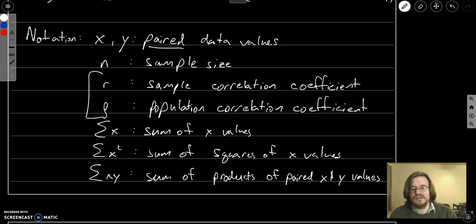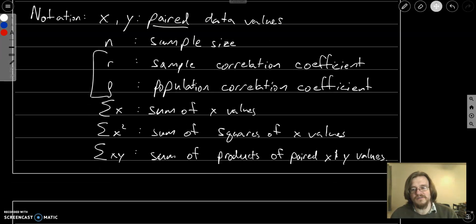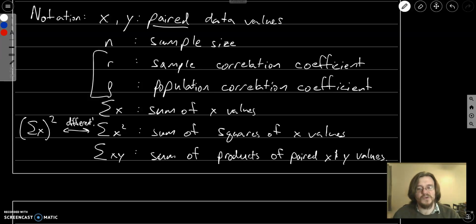The last 3 here are just looking at the formula for R, which involves some summations. So for instance, the sum of x, we just add up all the x values. The sum of x squared, we square all of our values and then add them up. Notice that if we add up all the values and then square them, these are different. If you square the x values and then add them up, versus if you add up all the x values and then square it, those will give you very different numbers.